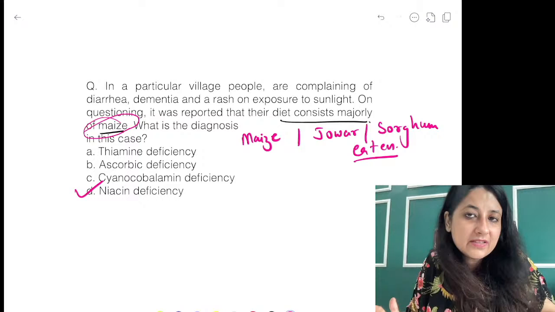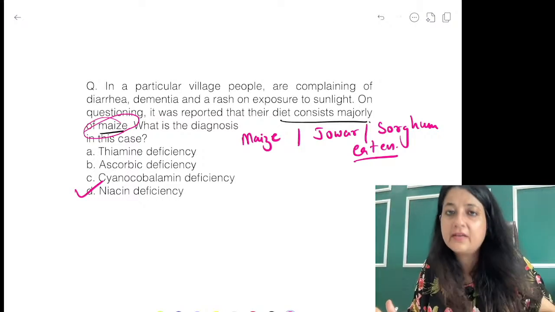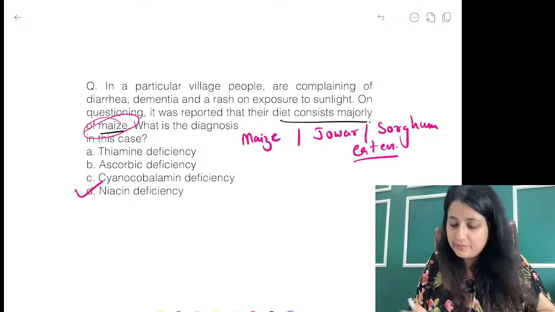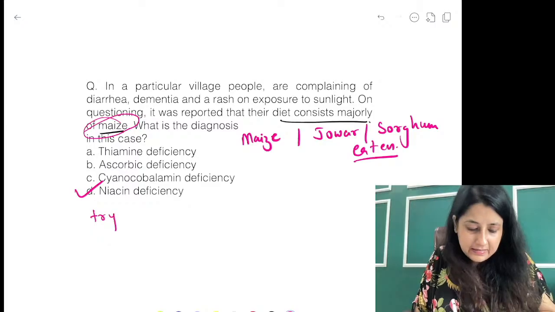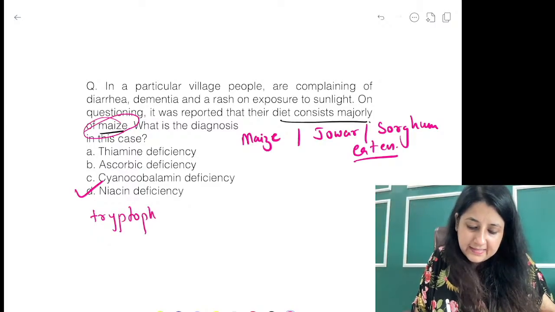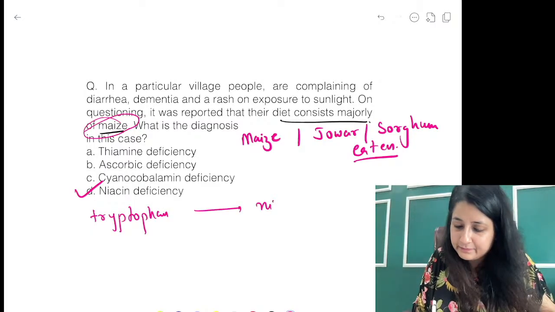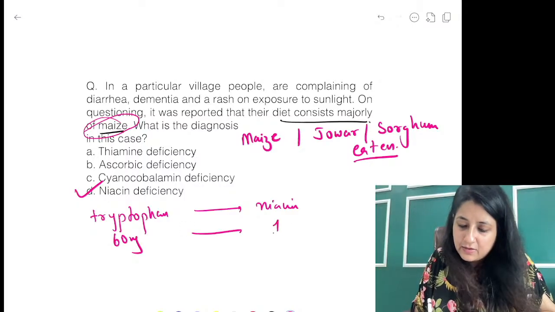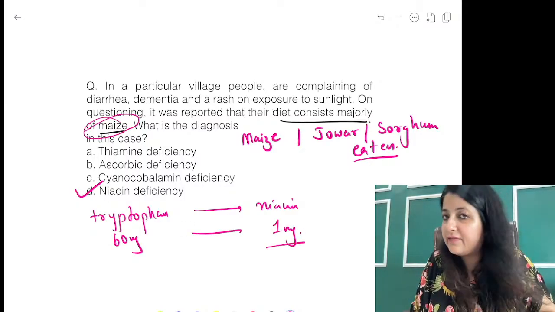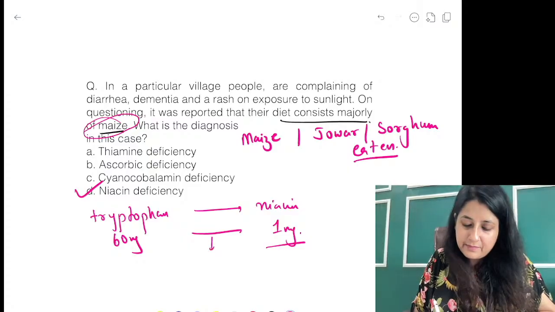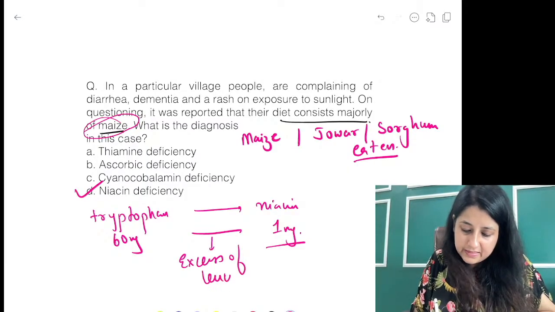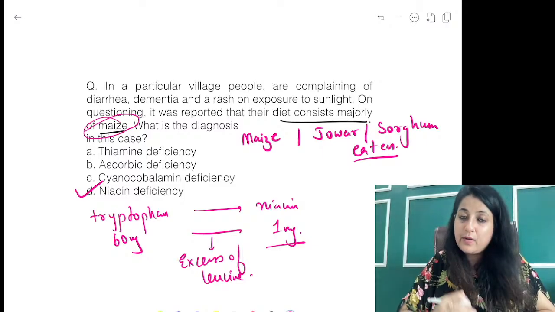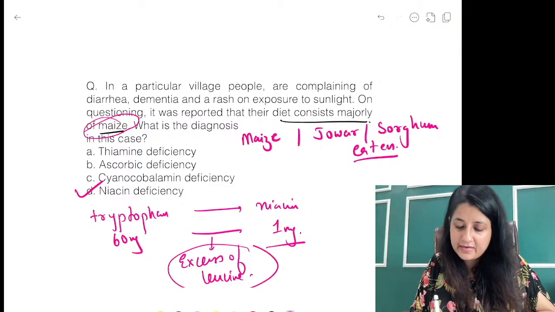But actually is it due to the deficiency of tryptophan? No, in maize tryptophan is limiting. But what happens, guys? Tryptophan gets converted to niacin. 60 milligram tryptophan gives us 1 milligram of niacin, everybody. But over here among maize eaters what happens? There is excess of leucine. This excess of leucine will prevent the conversion of tryptophan into niacin.